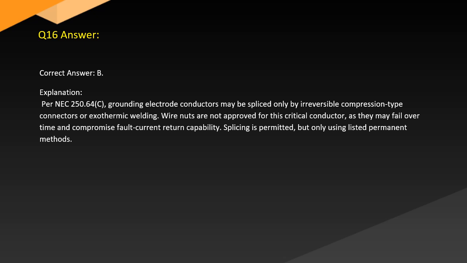Answer. Correct answer: B. Explanation: Per NEC 250.64(C), grounding electrode conductors may be spliced only by irreversible compression-type connectors or exothermic welding. Wire nuts are not approved for this critical conductor as they may fail over time and compromise fault current return capability. Splicing is permitted, but only using listed permanent methods.